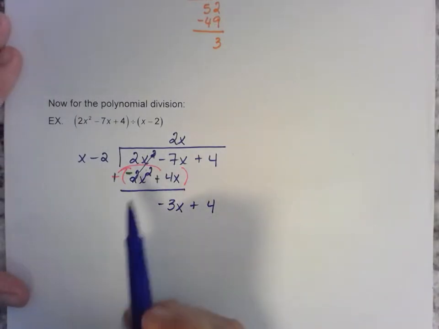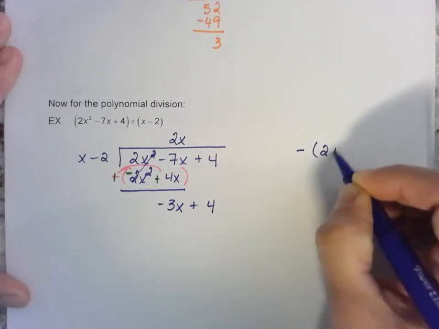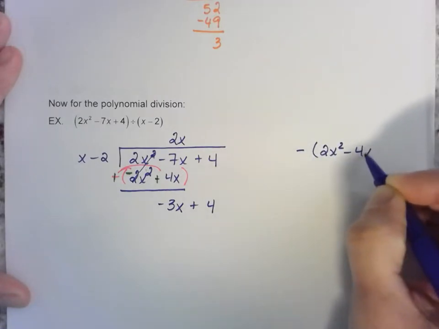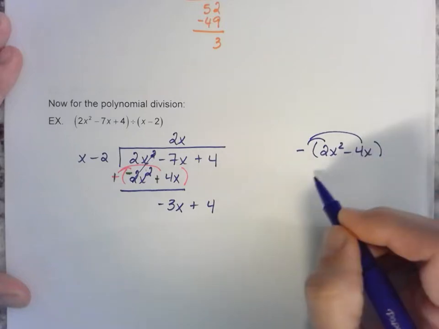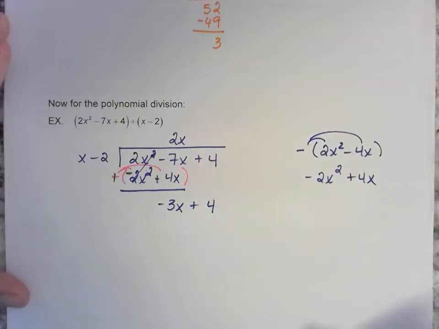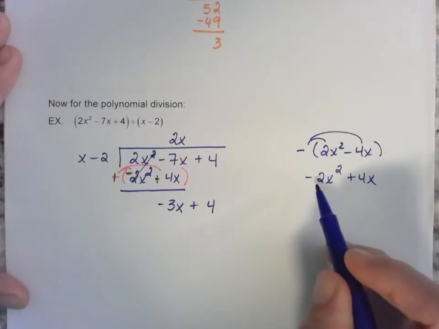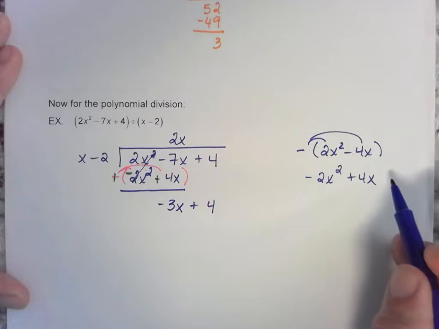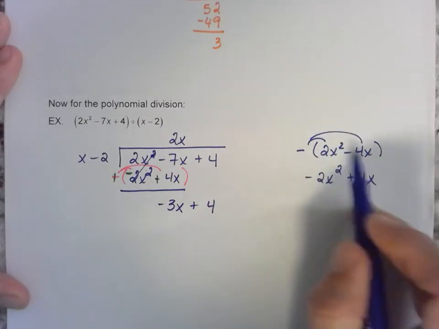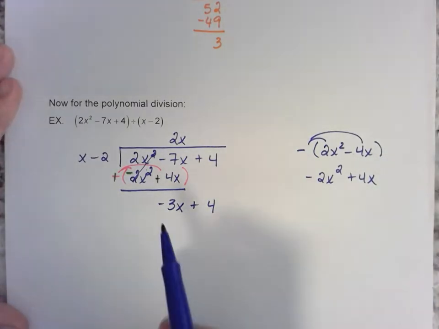Okay, so let's review this distributing business. If we have negative 2x squared minus 4x, distribute the negative and we get negative 2x squared plus 4x, right? So really what's happening is all the signs are changing. In the future, that's all I'm going to do. When I say now it's time to subtract, I'm just going to go through and change all the signs because that's what distributing a negative does. Okay, so let's keep going with this problem.